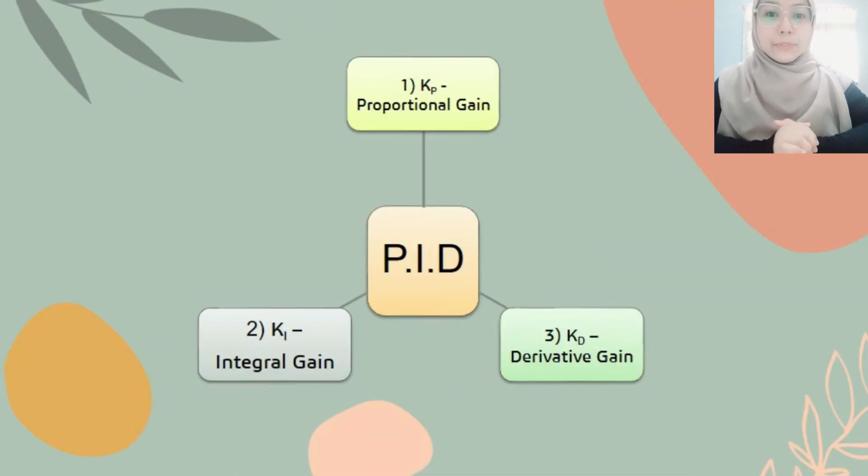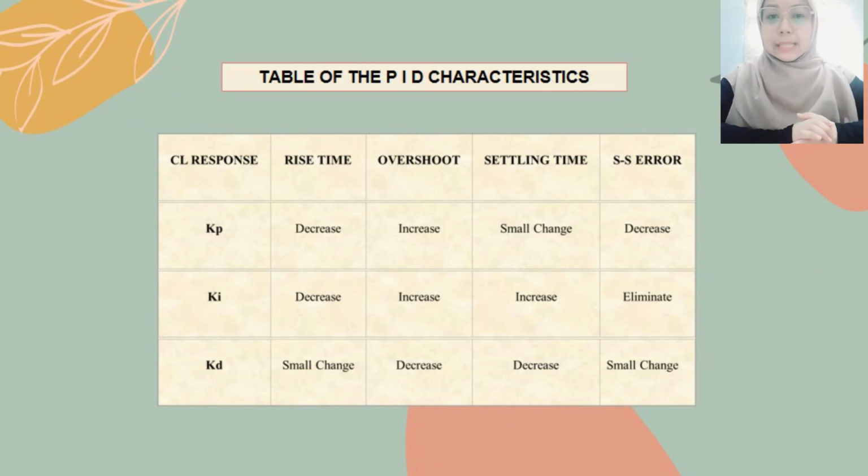So P stands for the proportional gain and the symbol is KP, and I stands for the integral gain and the symbol is KI, while D stands for the derivative gain and the symbol is KD. Next, as we can see, this is a table of the PID characteristics. If we change the value of KP, KI or KD, the rise time, overshoot, settling time, and the steady state error also change.